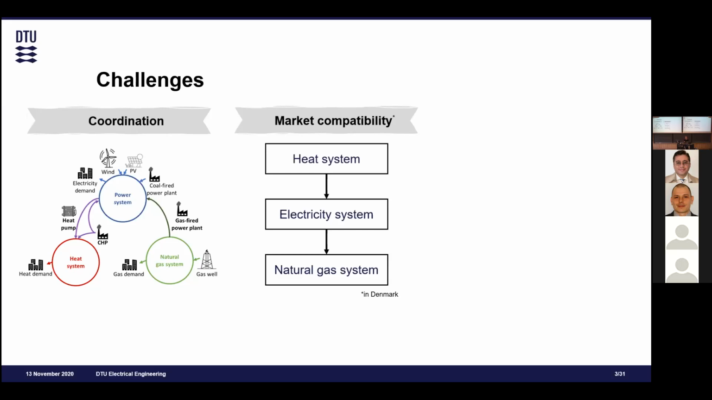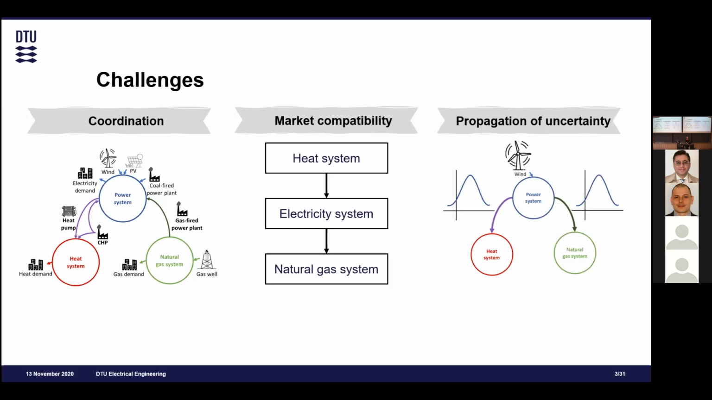Second, market compatibility needs to be ensured. Currently, each energy sector is operated separately and sequentially and as if independent from each other despite their interdependencies. In Denmark, for example, the heat system is dispatched before the electricity system based on estimated electricity prices. And then the electricity system is dispatched before the gas system based on estimations of natural gas price and fuel availability. This uncoordinated setup limits the use of cross-carrier synergies and the flexible assets at the interface of the systems.